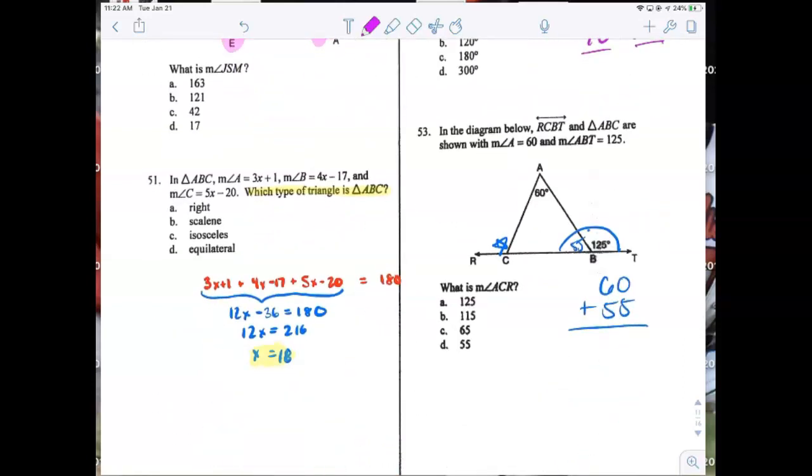And then if we look at 53, this is another exterior angle question. I put a little star here in the angle we're trying to find, but we've got to work over to that. So first we're going to use supplementary angles. I'm going to take 180 minus 125, and that gives me this angle of 55. And then using the exterior angle theorem, I'm going to take 60 and 55. If you add those up, you're going to get choice B of 115 degrees.